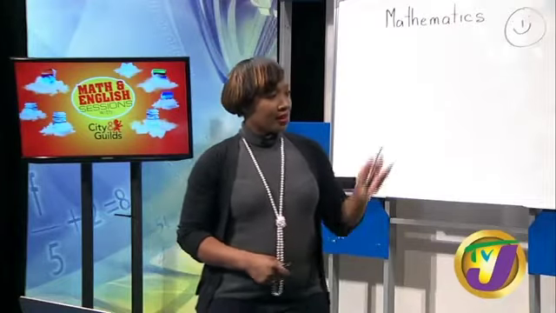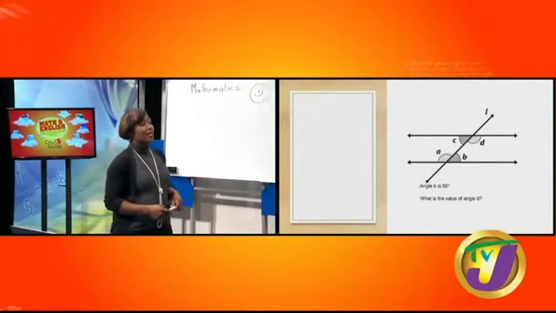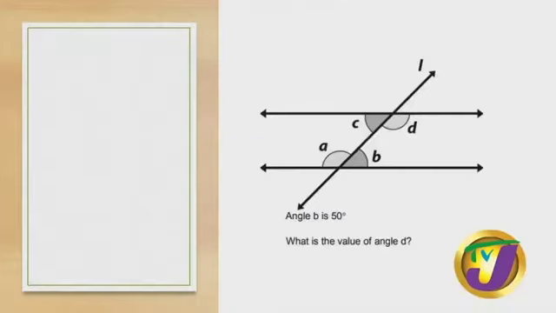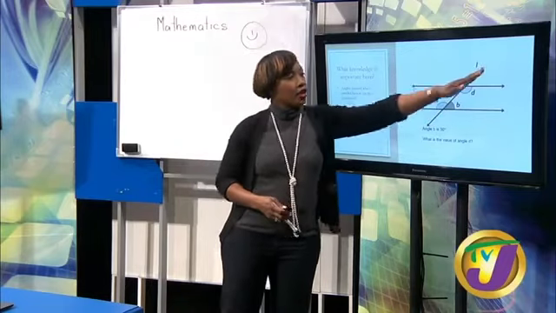Question on the board. See a lovely diagram there. Let's look at the information that's on it. It says angle B is 50 degrees. What is the value of angle D? Now, what information would you need in order to access this particular question? You'd need to know any relationship that may exist with angles formed when parallel lines are cut by a transversal. So, as you can see, these lines are parallel and you have a transversal.